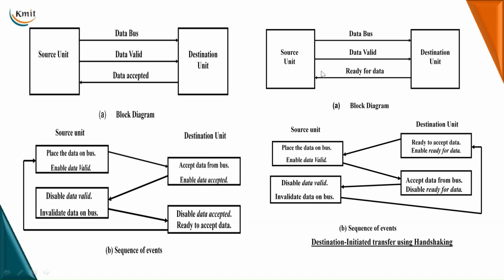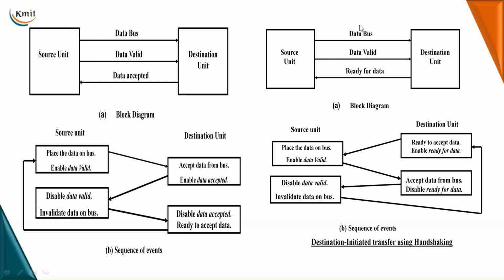So it will enable this particular ready for data line. At the same time, whenever the source unit sees this ready for data line enabled, it will place valid information or valid data on the data bus, and it will enable the data valid signal. So now the destination unit will accept the data from the bus, and it will disable the ready for data line. Whenever this ready for data line is disabled, the source unit will disable the data valid line, so that it invalidates the data which is present on the data bus.